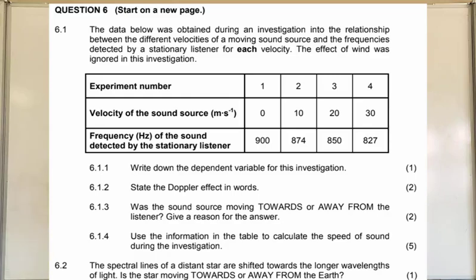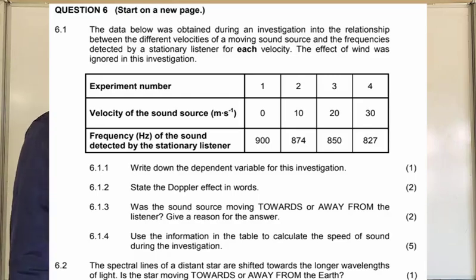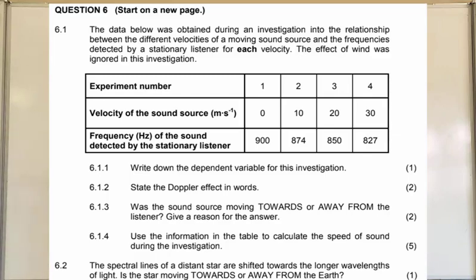Question number 6. It says the data below was obtained during an investigation into the relationship between the different velocities of a moving sound source and the frequency detected by a stationary listener for each velocity. The effect of wind was ignored in this investigation. Then we are given the results.